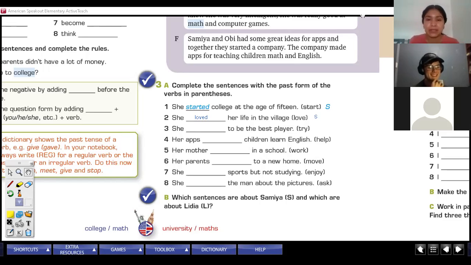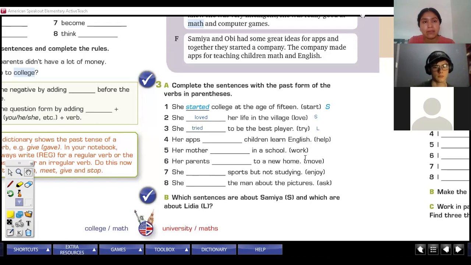Okay, number three. Paula, can you help me with that? Yes, she tried to be the best player. Very good. Tried, even though it's regular because it ends with ed, we have to change the y for the i. Tried, like study. And she tried to be the best player. Who is this about, Samia or Lydia? Lydia. Very good.